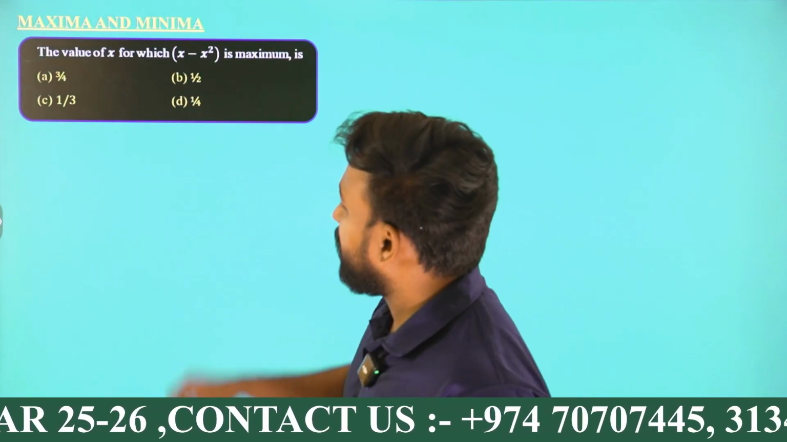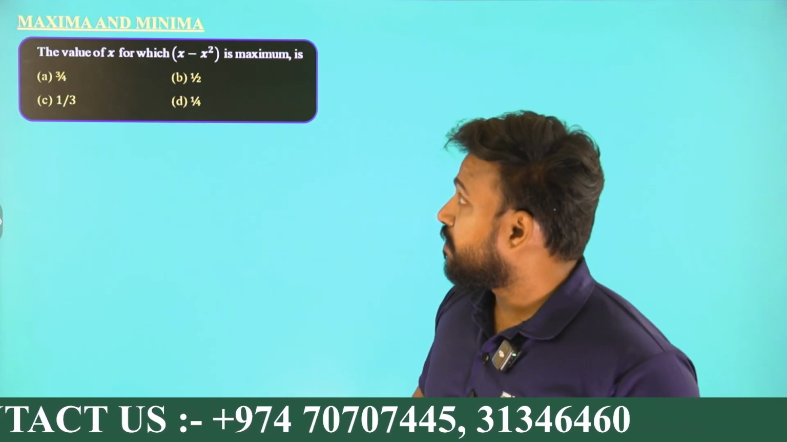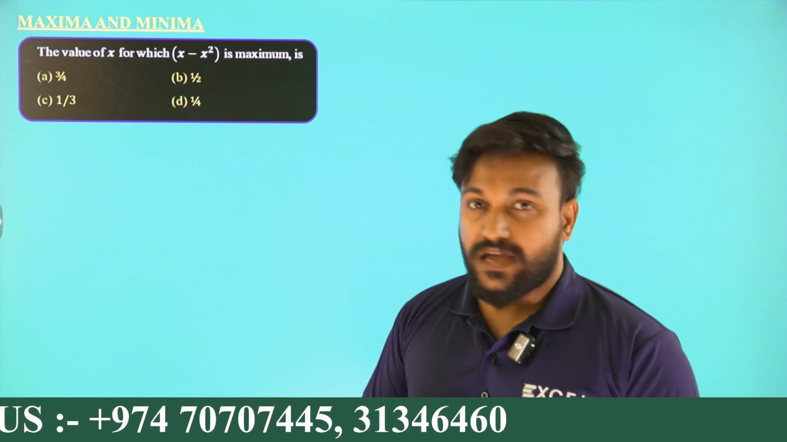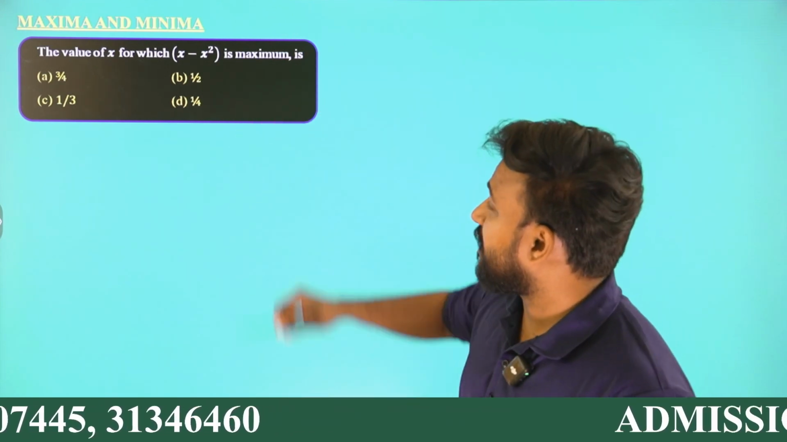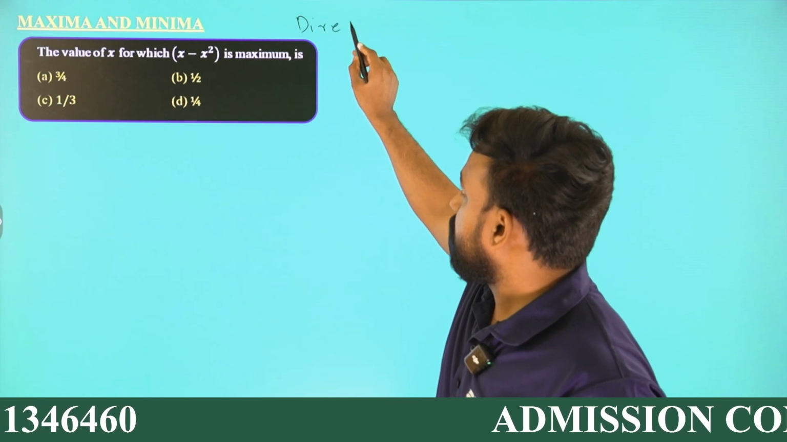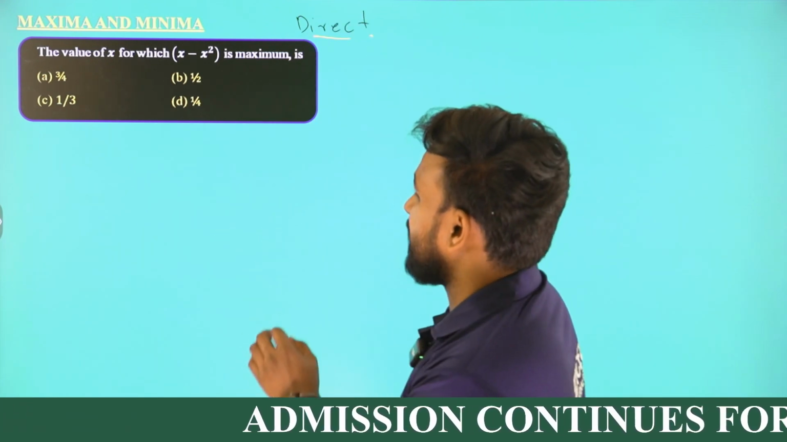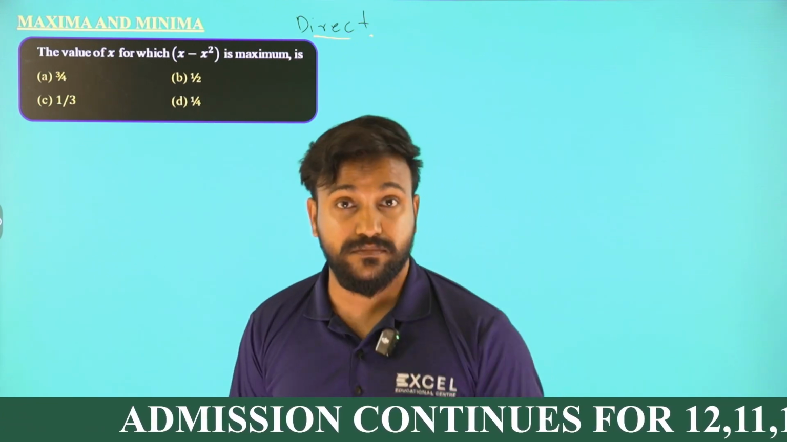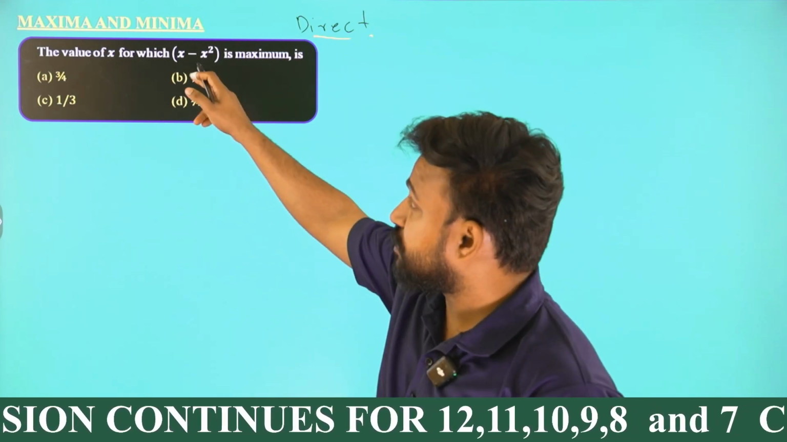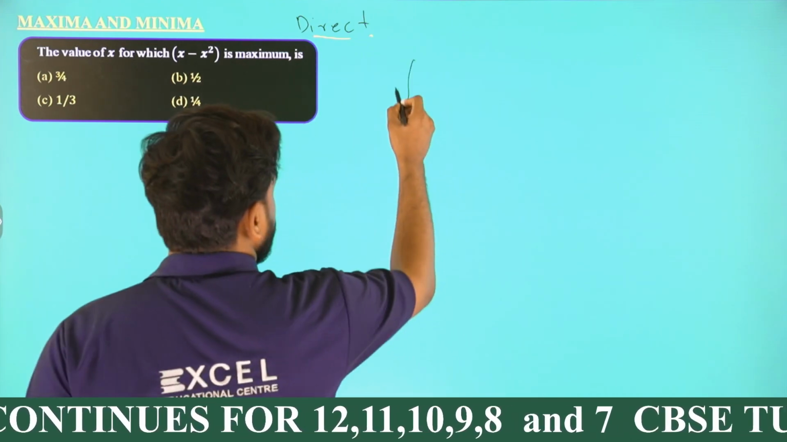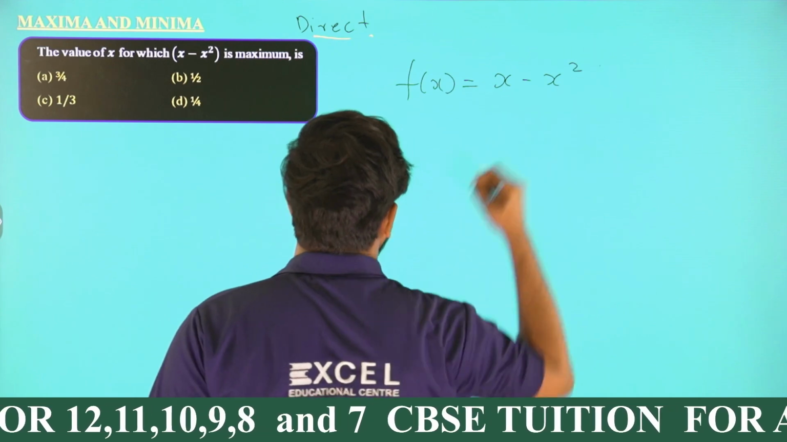So this is the first question from maxima and minima. This question is a direct question. I have listed 4 types. You know what the 4 types are. And the first type is what? Direct question. So this is a direct question. The value of x for which x minus x square is maximum. So we need to find the value of x where this function is maximum. They have given the function directly. They have given f of x equal to x minus x square.